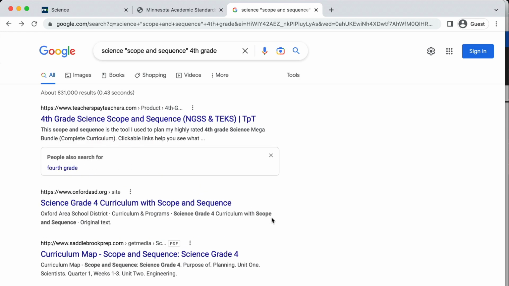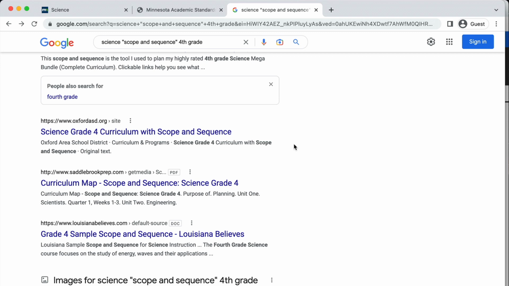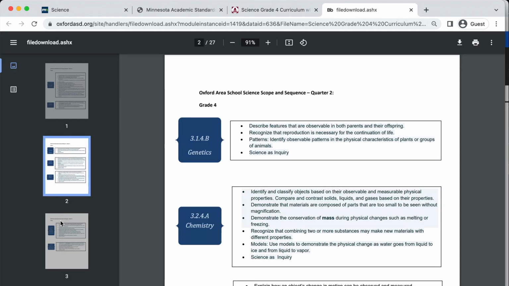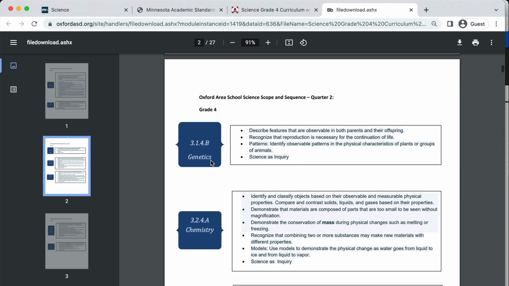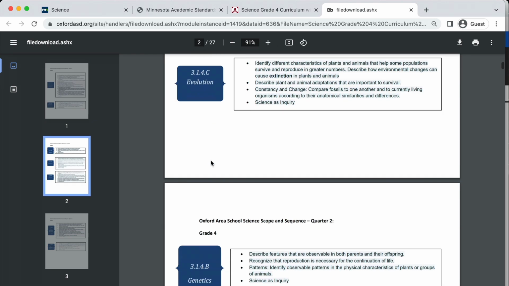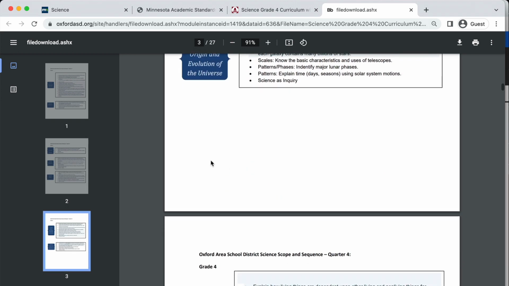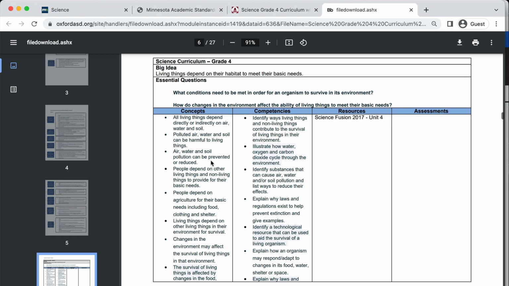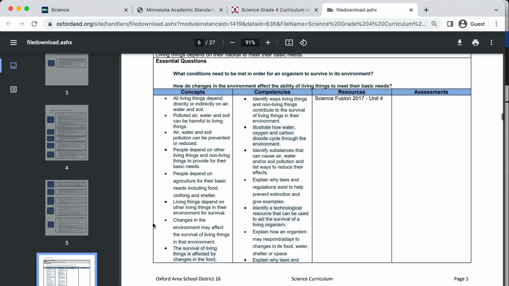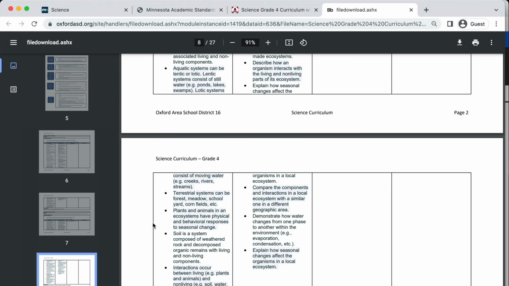Remember, we're looking for the order that we're going to be teaching these concepts, and then also how in-depth we're going to go. Here, the Oxford Area School District, they have a science grade 4 curriculum with scope and sequence. That looks really promising. It goes through the order that they do things. Okay, so this one starts out with organisms and cells, evolution, genetics, chemistry, physics, earth science, origin of the evolution and of universe. This is exactly what I was looking for. This one really breaks it down to the concepts and the competencies, which is exactly what I need because I'm going to be teaching this fresh and new.